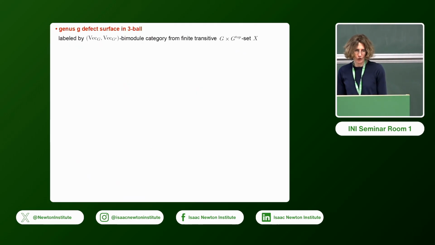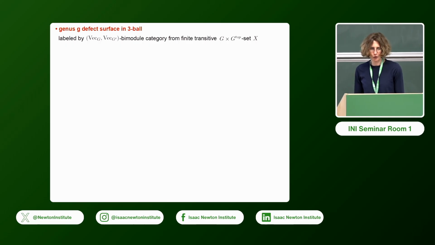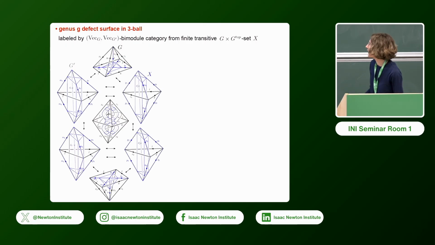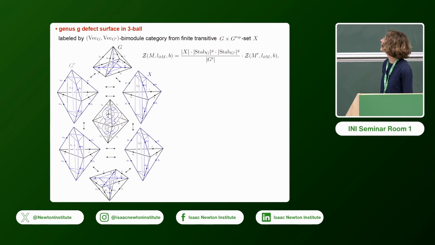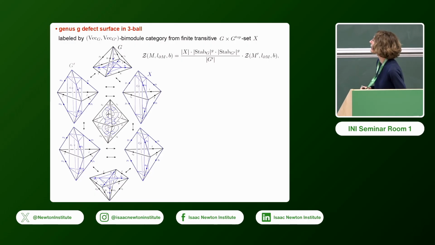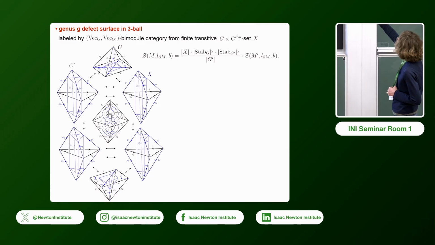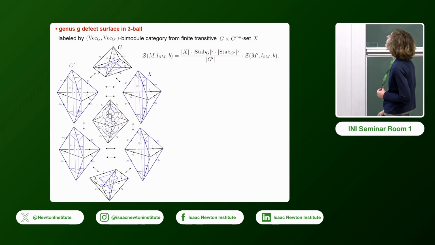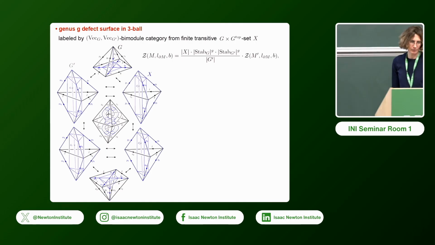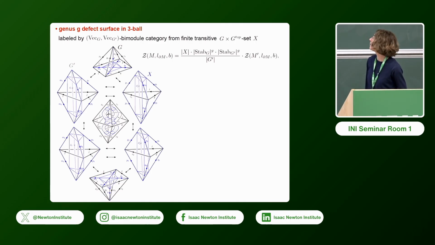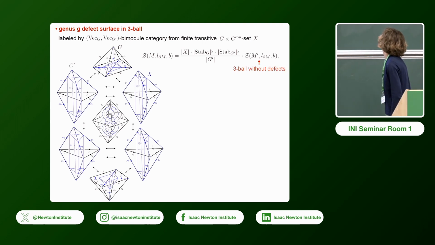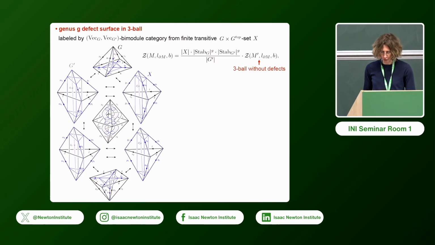What one can also do is compute for a genus G defect surface in a 3-ball. One just needs to decompose it appropriately, and at least for the case where we have bimodule categories over vector spaces graded by groups, and the bimodule categories are given by sets, one can compute it explicitly. What one gets is the state sum without the defect on the right-hand side, multiplied by some factor that is the number of elements in the sets, then certain powers of stabilizer groups, and so on. So this example shows already that it can detect to some degree the genus of the surface.